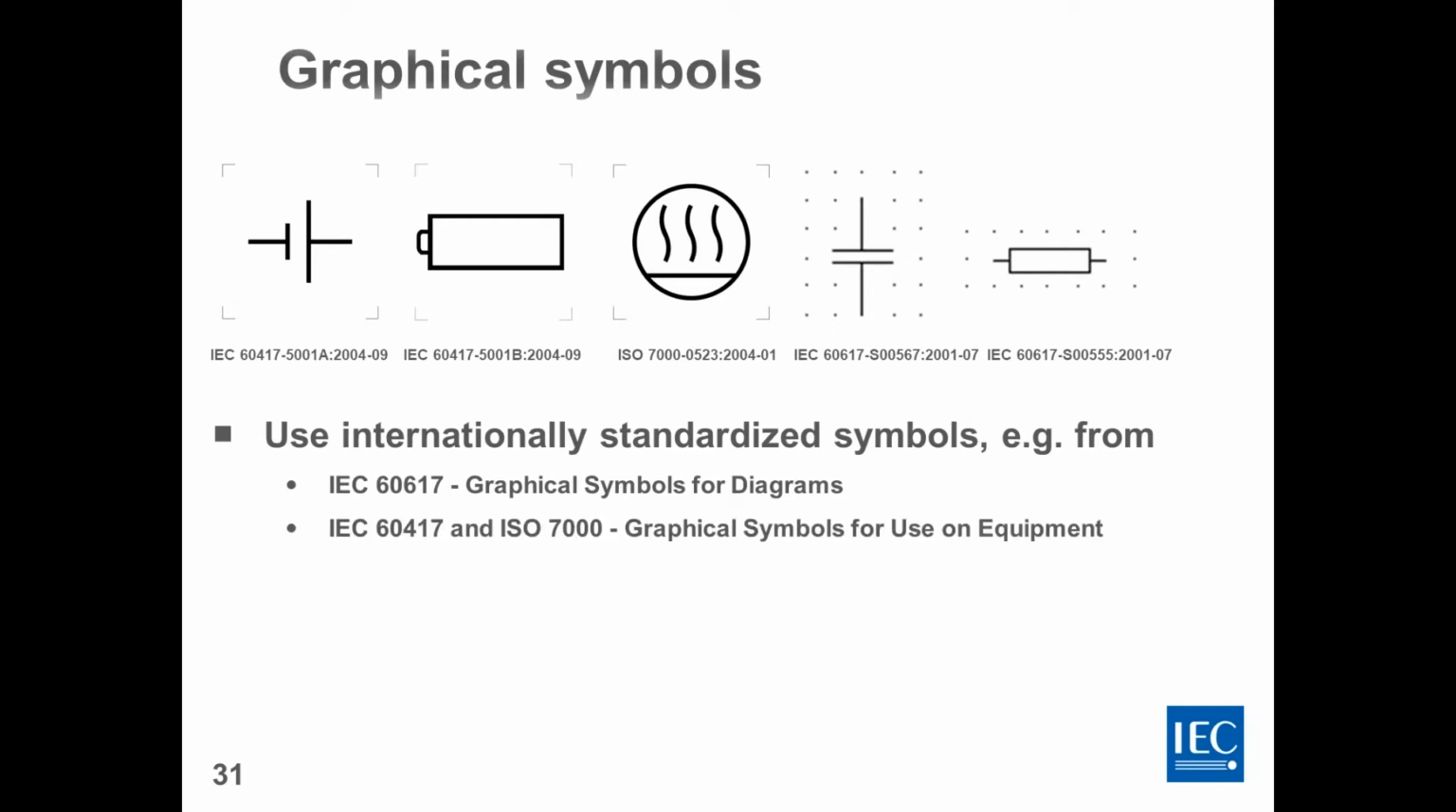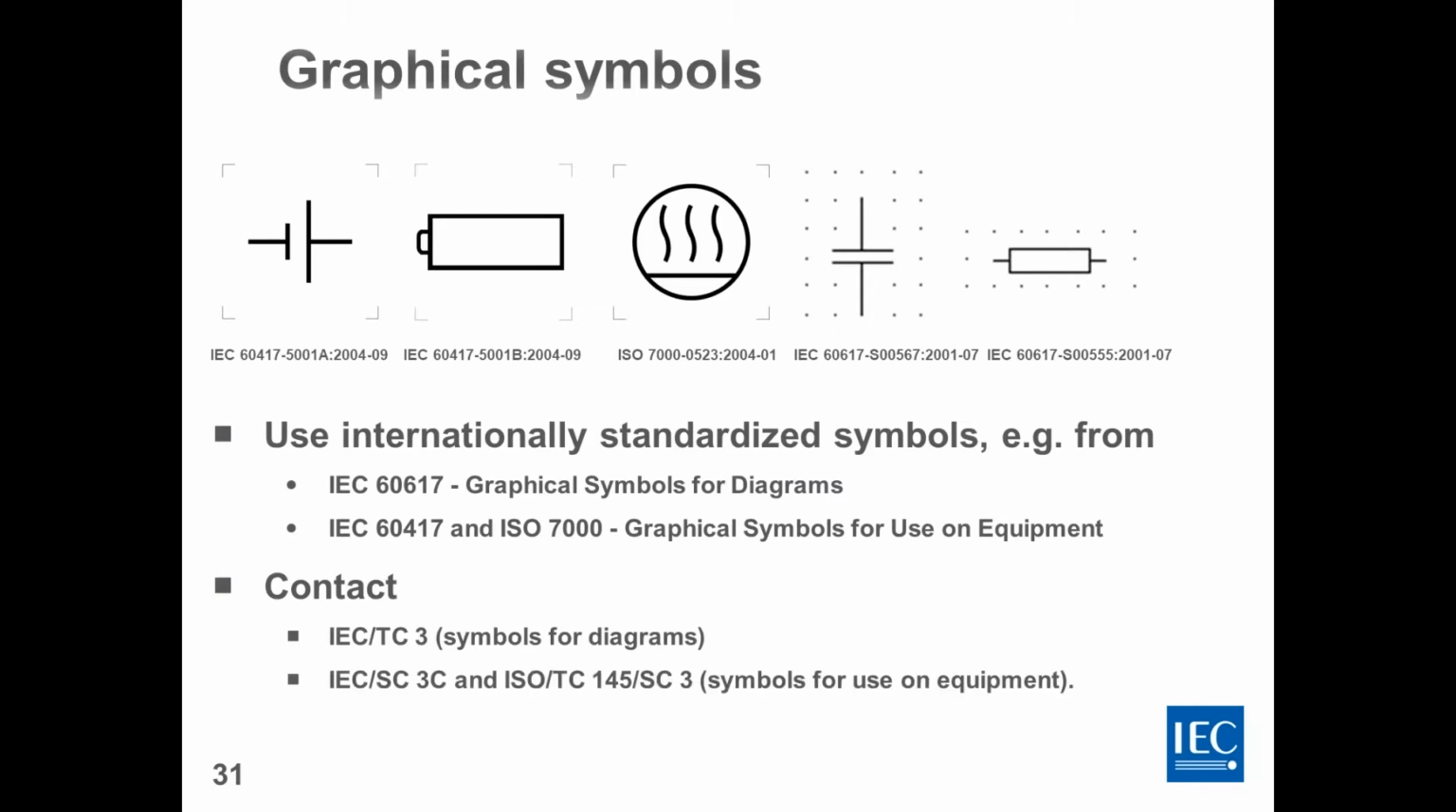appropriate graphical symbol exists for your use, you can contact IEC TC3 for symbols for diagrams, and IEC Subcommittee 3 and ISO TC 145 Subcommittee 3 for symbols for use on equipment. We have in place an expedited process for the development of graphical symbols, which will allow new graphical symbols to be created very rapidly and to enter the internationally standardized world. So you can always feel free to contact them if you need that.